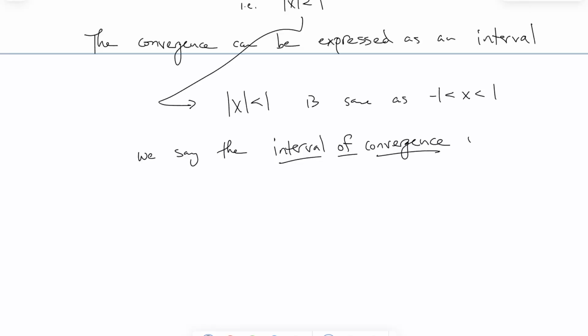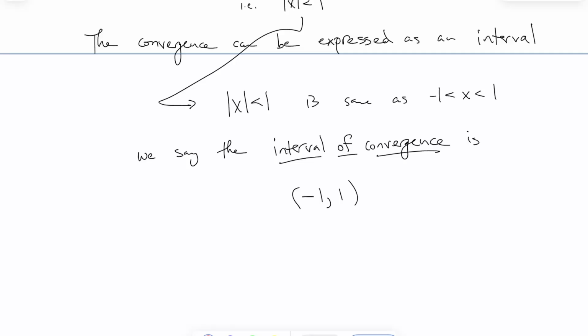Interval of convergence is, in this example, the interval from -1 to 1. It's just this, but I'm writing it as an interval, the interval from -1 to 1. And I hope everyone remembers when we write intervals, I use the round parentheses when the endpoints are not included in the interval of convergence, because for a geometric series, it does not converge when the absolute value of x equals 1. It's only when the absolute value is strictly less than 1.